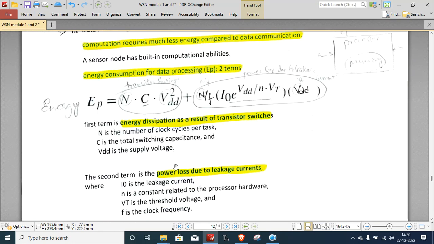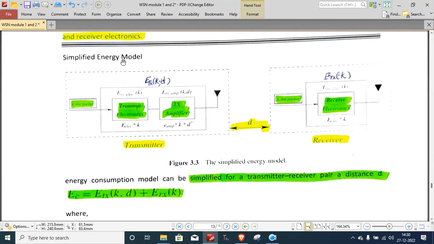And in our next video, let's go through the simplified energy model.